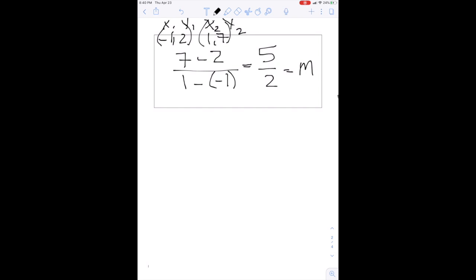So there you've seen finding the slope both from a graph and from just the 2 points that you need using the slope formula, y2 minus y1 divided by x2 minus x1.